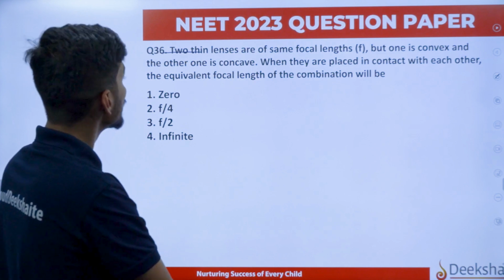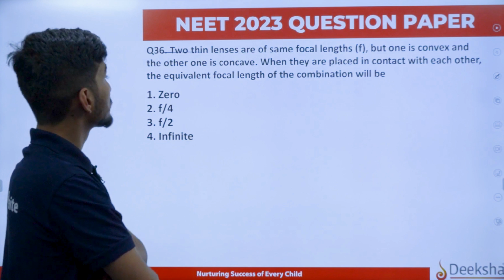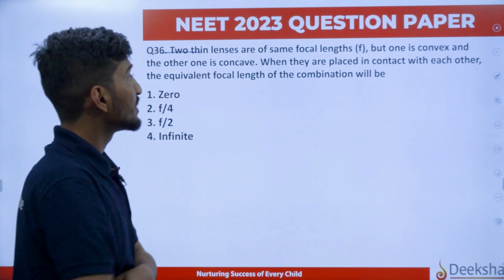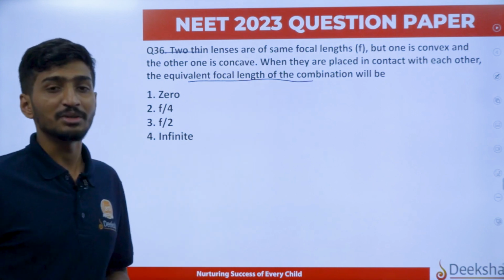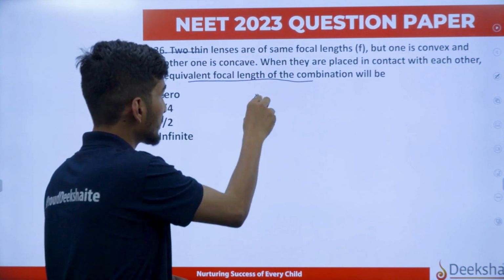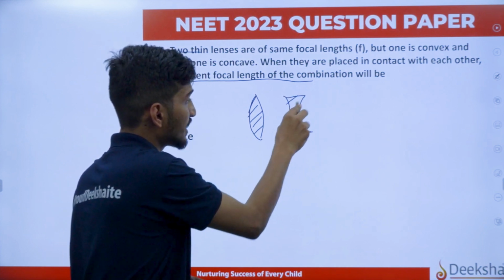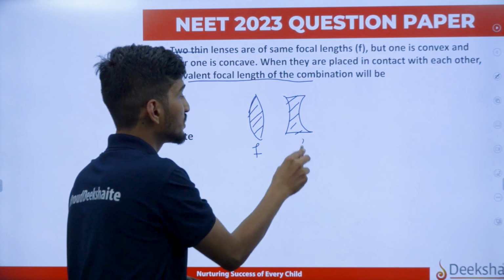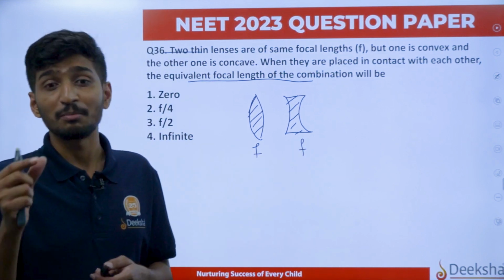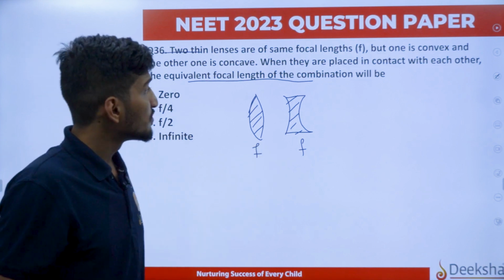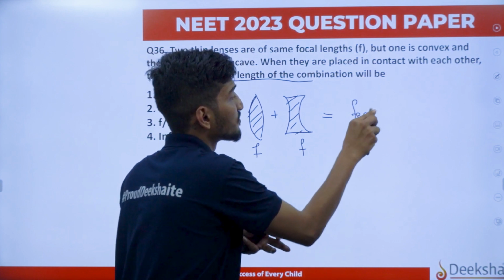The question says, two thin lenses of same focal length f, but one is a convex lens and another one is a concave lens. When they are placed in contact with each other, the equivalent focal length of the combination will be. So basically, a concave lens and a convex lens both have equal focal lengths, just in value, not in the plus and minus, but the values are equal. So when you keep them in contact with each other, what is the equivalent focal length of them?